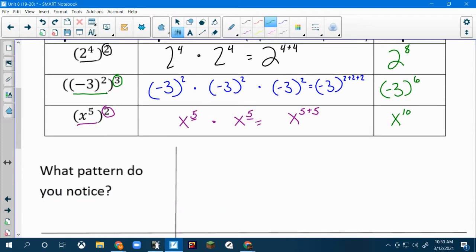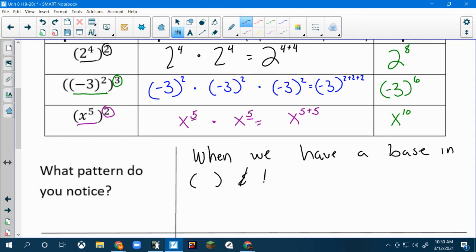What pattern do we notice here? Well, see if you can think of it. If not, when we have a base in parentheses and there are 2 exponents, we're going to multiply the exponents. This is a power to a power.